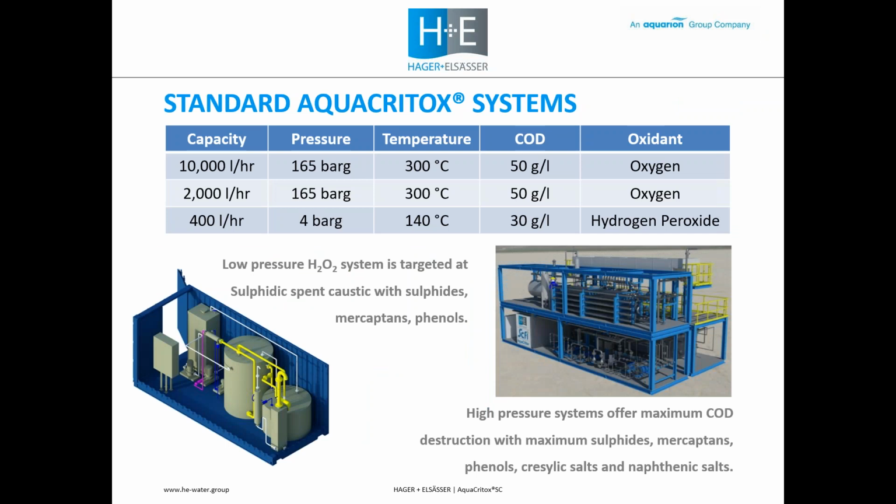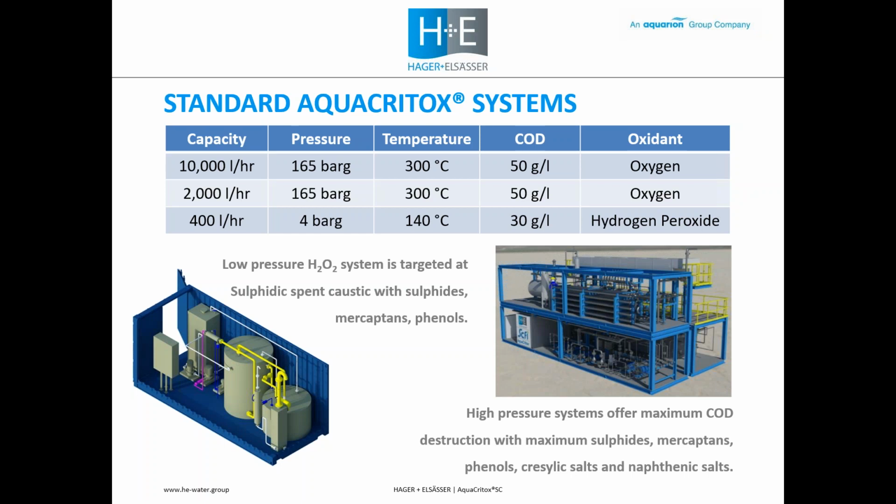Okay, so standard AquaCritox systems. We have three standard systems. With the high pressure SC options, we have a 10,000 litre an hour unit and a 2,000 litre an hour unit. Again, these operate at up to 165 bar gauge and up to 300 degrees C, and have a maximum COD inlet concentration of 50 grams per litre. Both of these use oxygen as the oxidant.